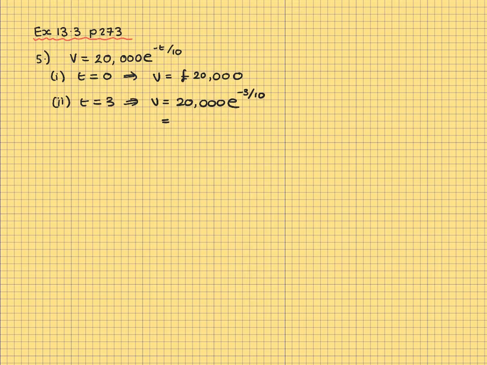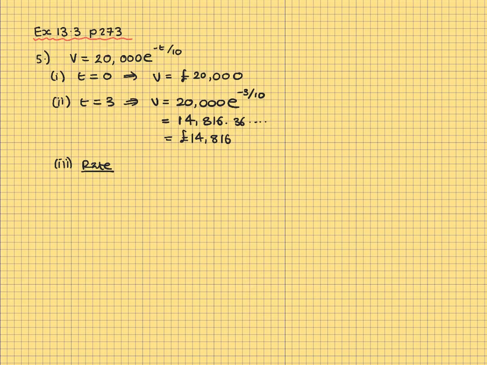So this gives us this value, 14,816.36..., and we need to round this to the nearest pound, so that's £14,816 to the nearest pound. So part 3 asks us to find the rate.